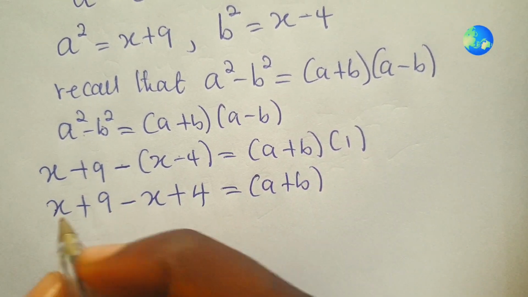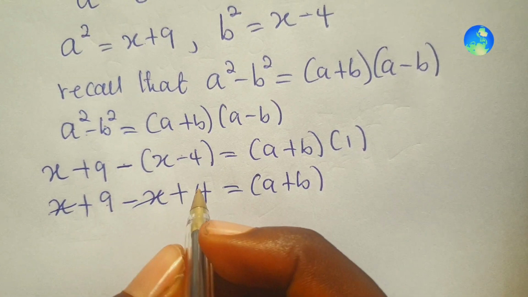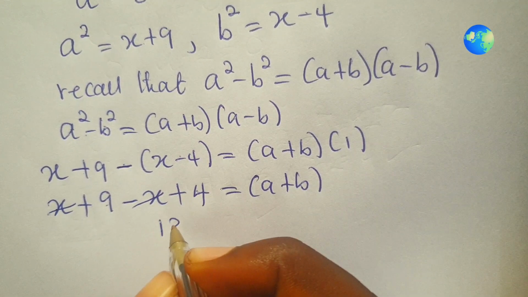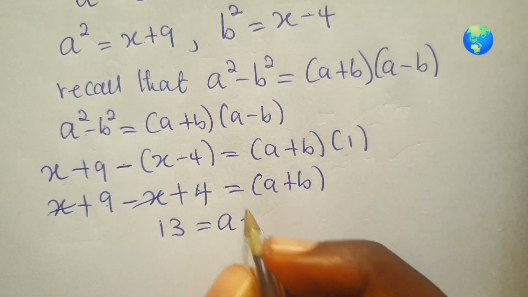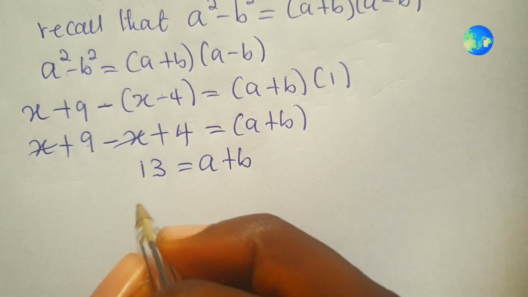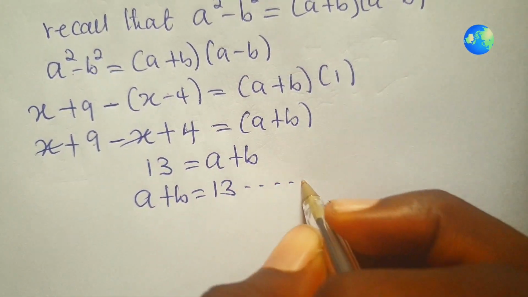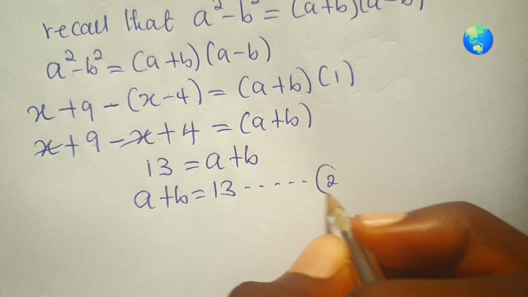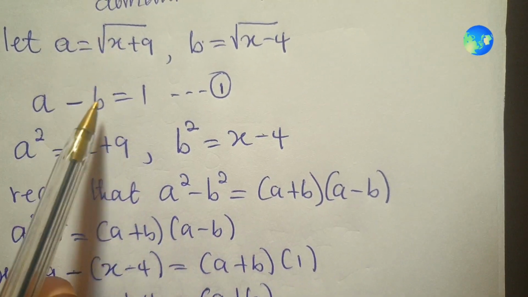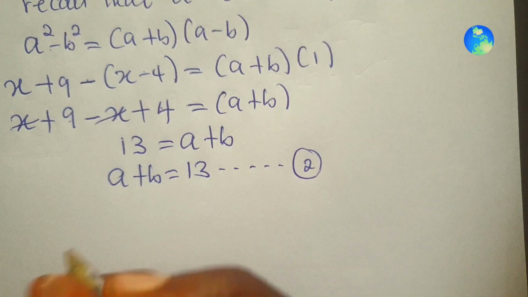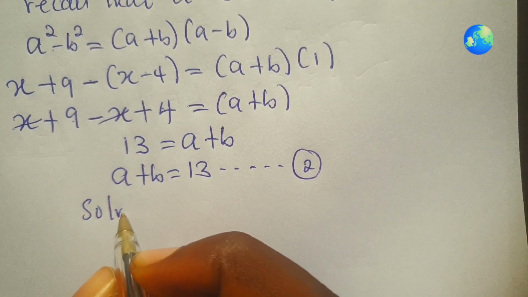And clearly, x minus x will cancel out. 9 plus 4 will be 13. That means I'll have 13 equals a plus b. Let me write it this way: a plus b equals 13. I can call this my equation 2, because recall, I have my first equation here. So let's solve equations 1 and 2.